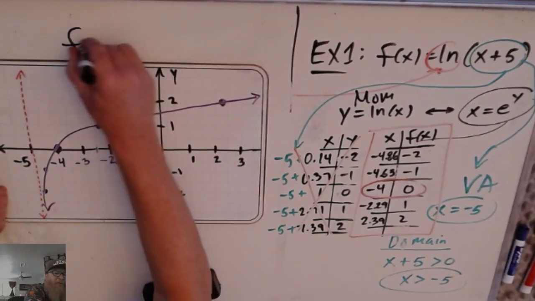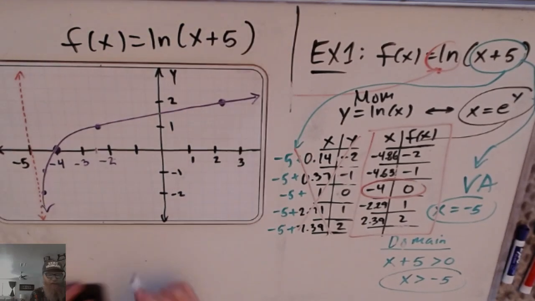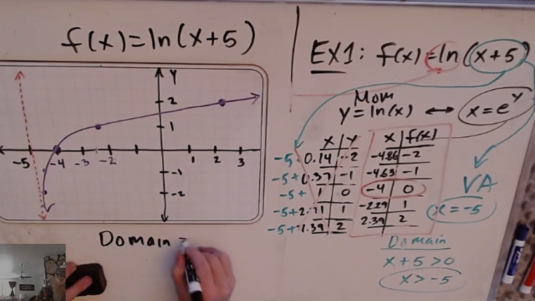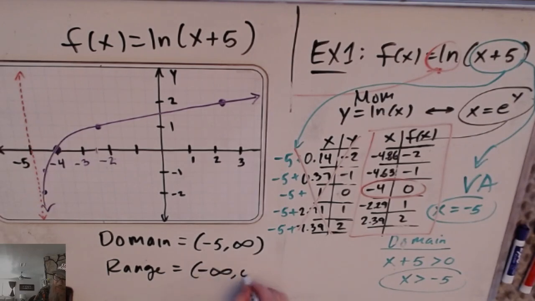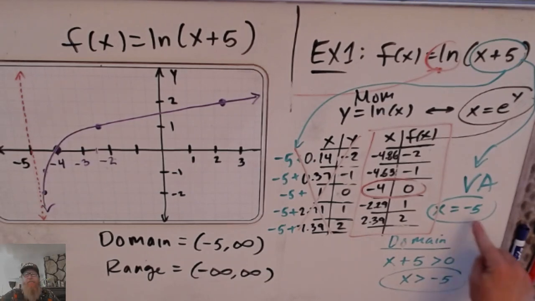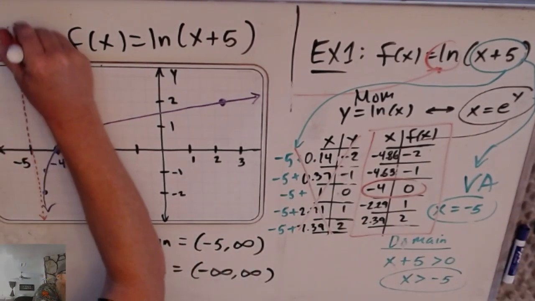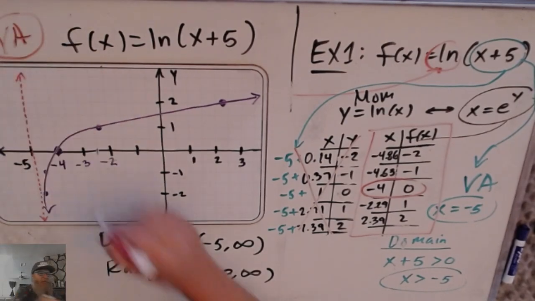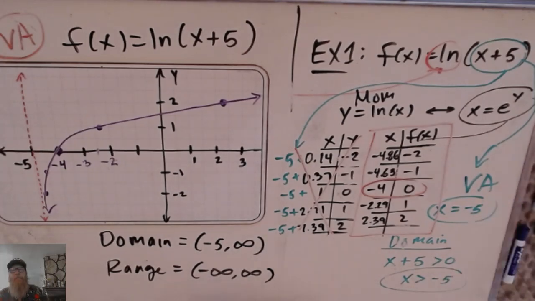So this is the graph. F of x equals ln x plus 5. The domain, negative 5 to infinity. The range, free answer, negative infinity to infinity. And the VA, the vertical asymptote, is right here at negative 5. Okay, so that's your natural log graph.